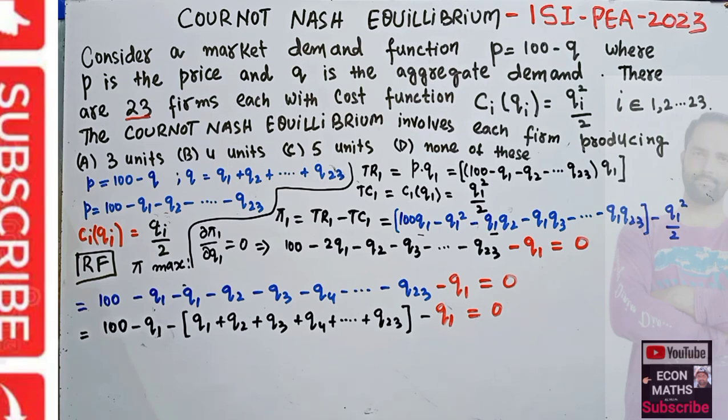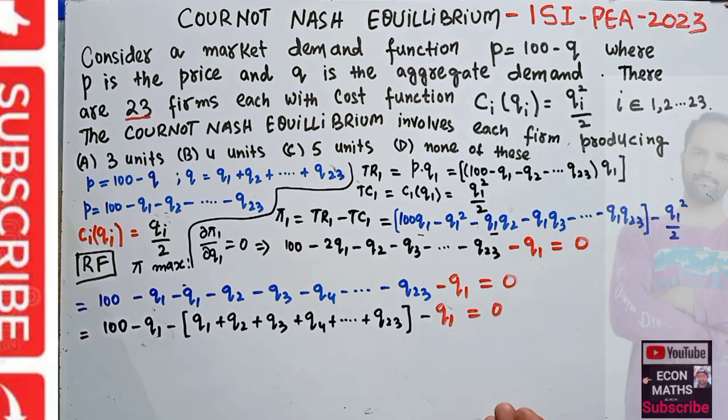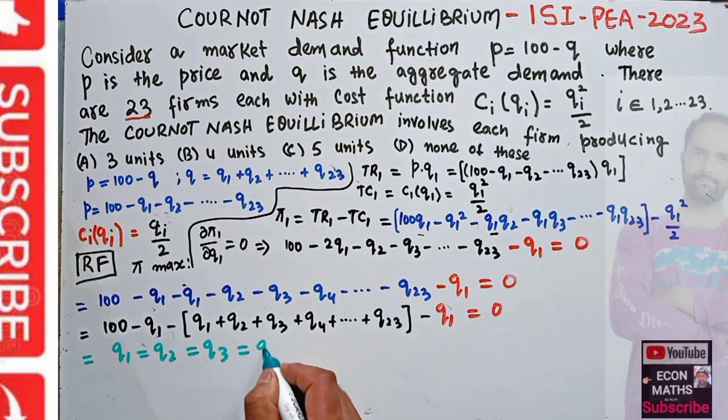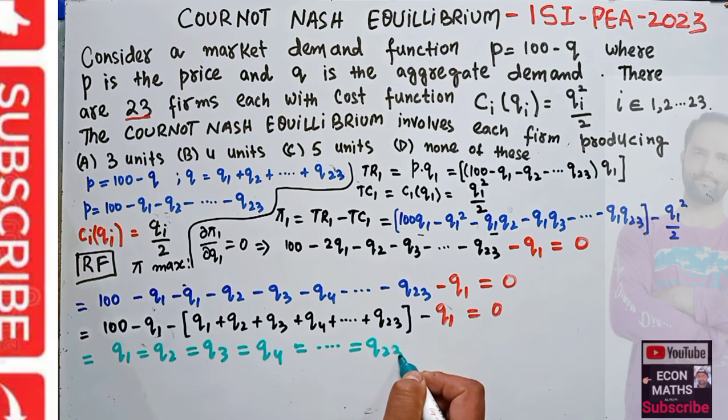Now since we have 23 firms and each firm has a similar cost function, that means the output produced by each firm will be the same. Let me repeat it here. Since we have similar cost functions for 23 firms, the output produced by each firm will be the same. That means our Q1 will be equal to Q2, equal to Q3, equal to Q4, up to Q23.